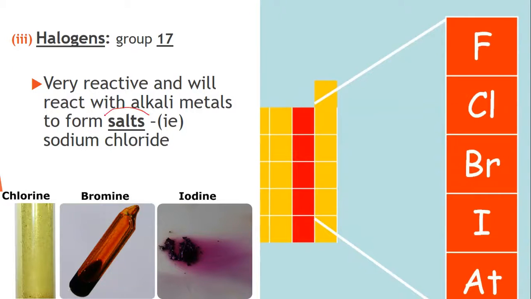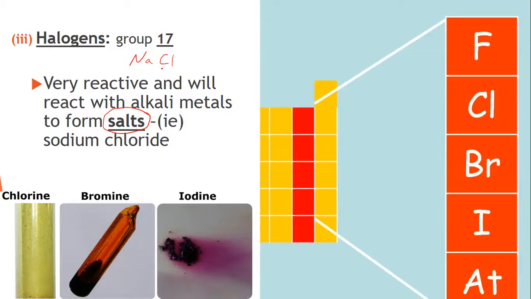Now, you guys are familiar with table salt, right? Now, table salt is NaCl. Now, we find Na way on the left-hand side. It's an alkali metal. And Cl, chlorine, is a halogen gas, and together they form sodium chloride, which is table salt.